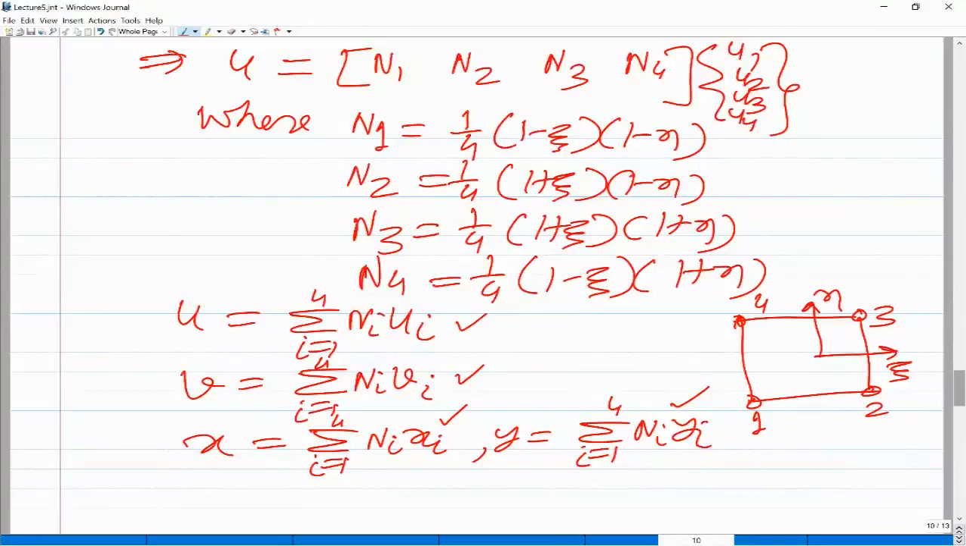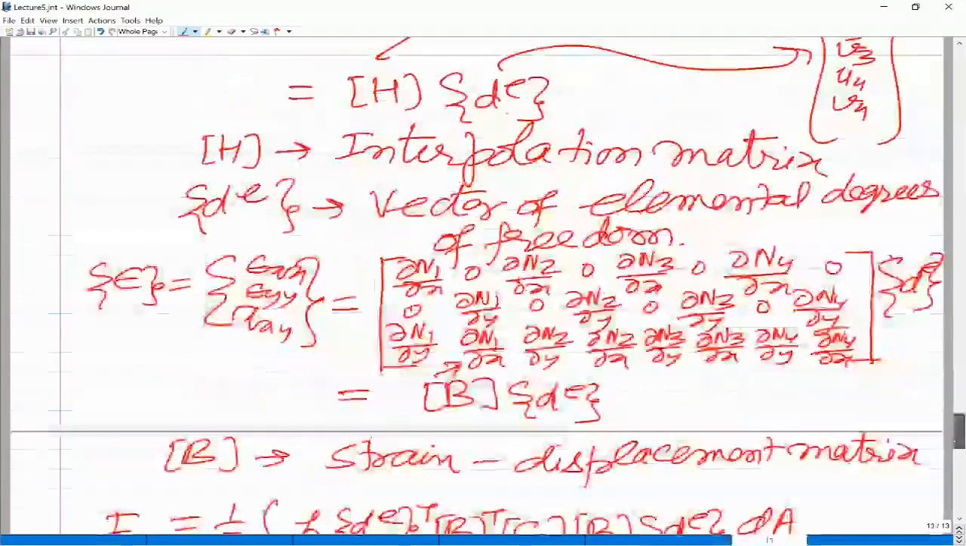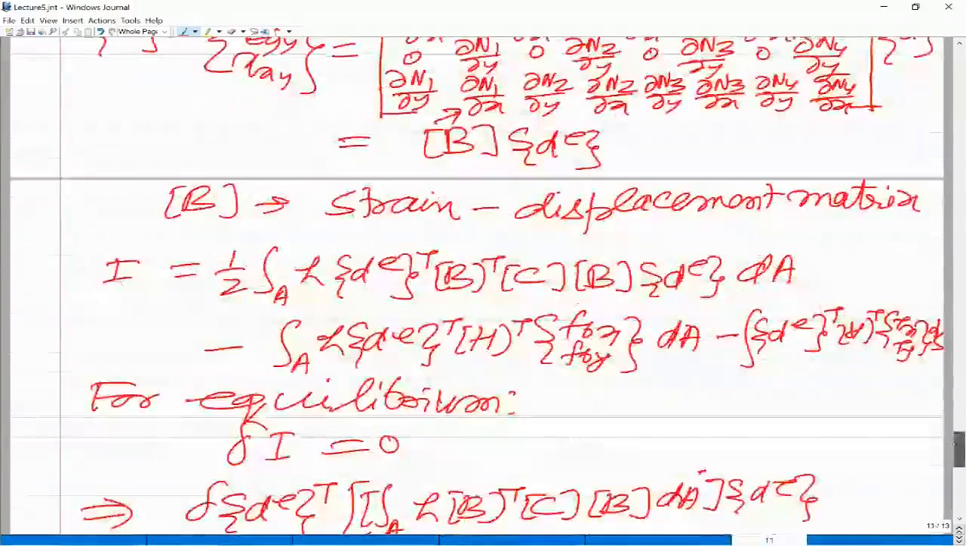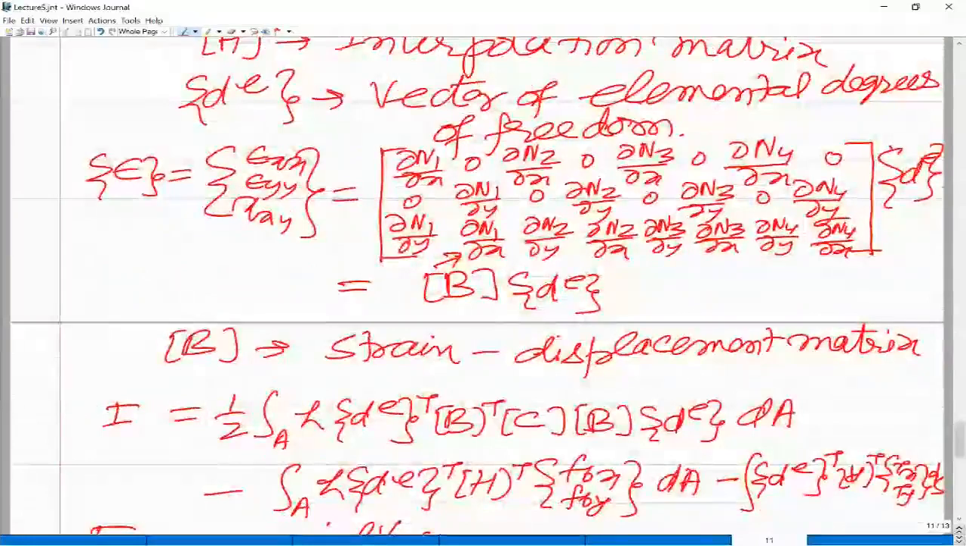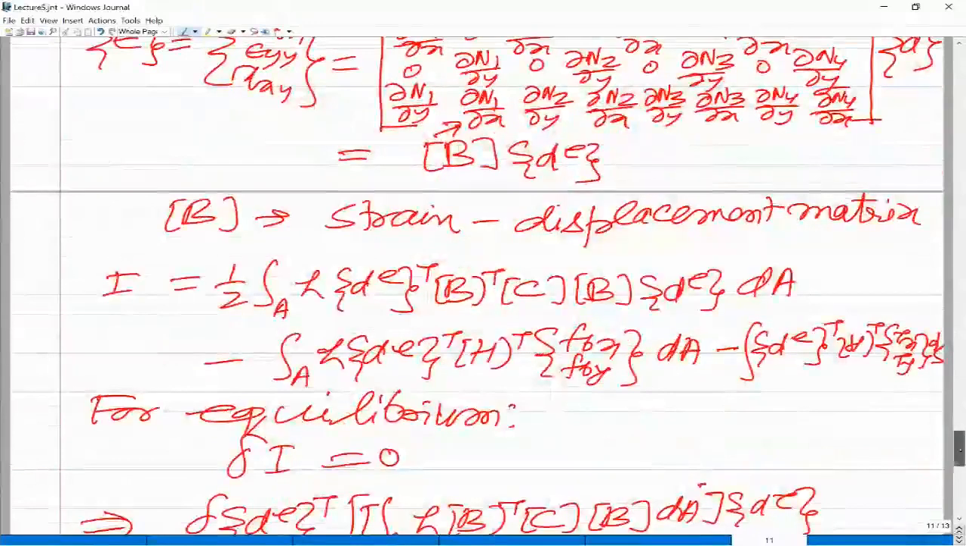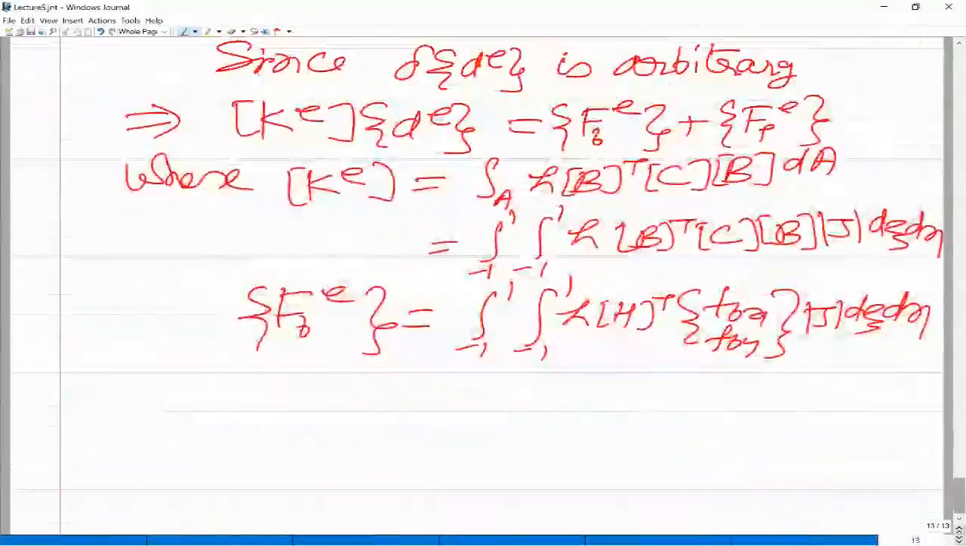Another question is, on the next page, you are writing in matrix form dN1 by dx, dN1 by dy, but N1 is a function of xi and eta. Then how will we calculate these partial derivatives? For that calculation, we have to use the Jacobian matrix and its inverse. For that, the concept of the Jacobian matrix is needed.